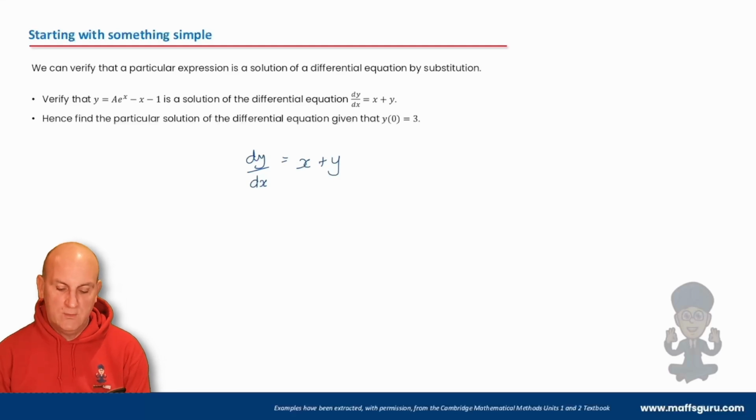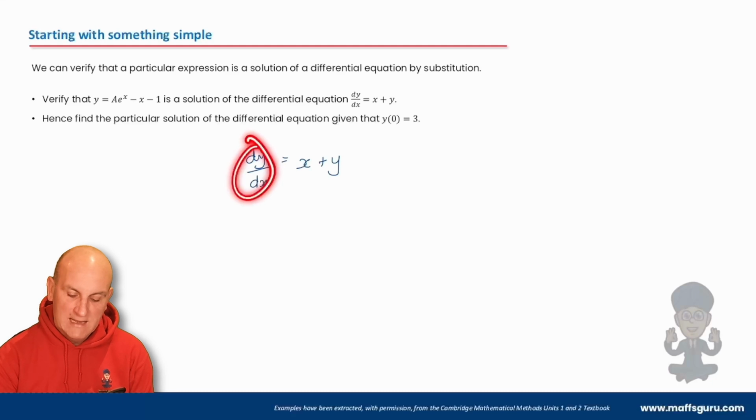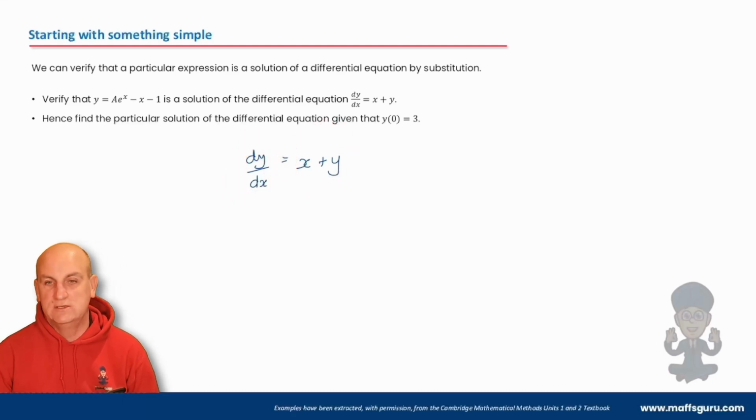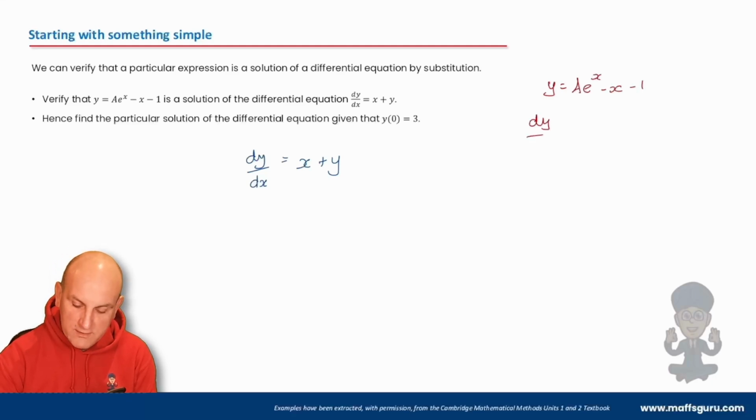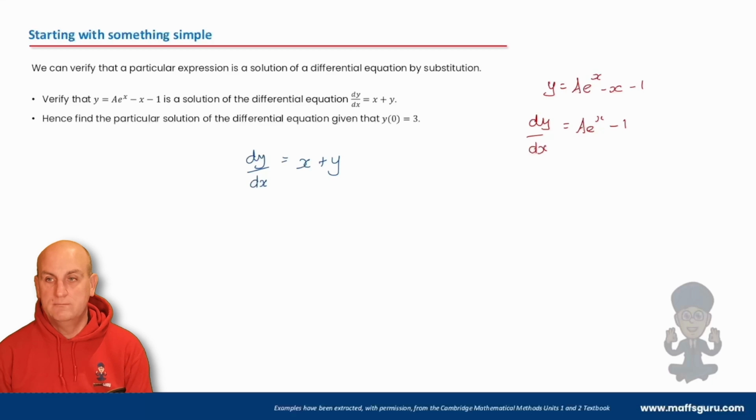Is if we start with dy by dx is equal to x plus y, let's look at the left-hand side, let's look at the right-hand side and see if they are, in fact, equal to each other. dy by dx. Well, how on earth am I going to find dy by dx? Well, we know from the equation that y is equal to a e to the x minus 1. So we know that dy by dx, by differentiating, is going to give me a e to the x minus 1. All right, there we go.